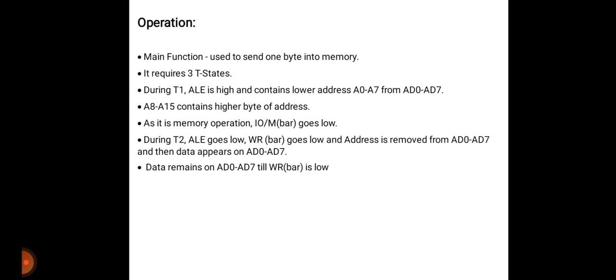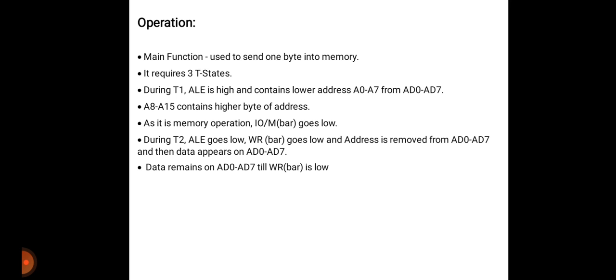Then next is during T2 state. During T2 state, ALE goes low and WR bar also goes low, means logic 0. Then the address is removed from AD0 to AD7 and data appears on the AD0 to AD7, means we will get output at the AD0 to AD7 when both the pins, that is WR bar and ALE, go to logic 0. Also data remains on AD0 to AD7 till WR bar is low.